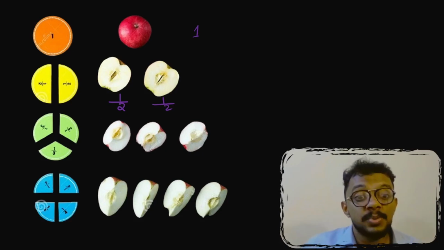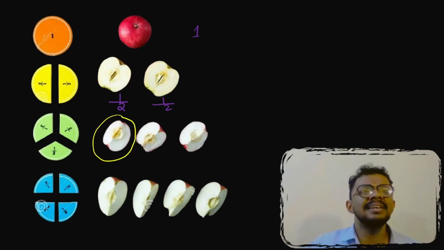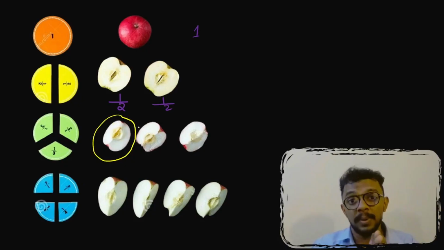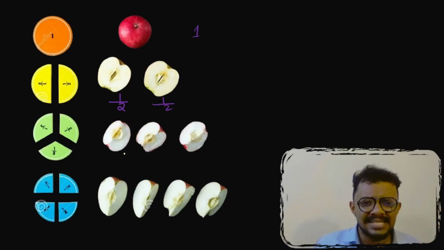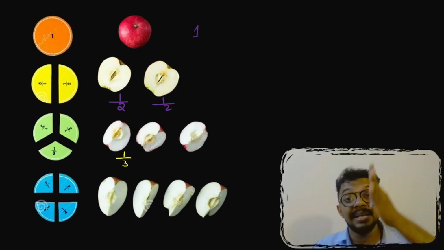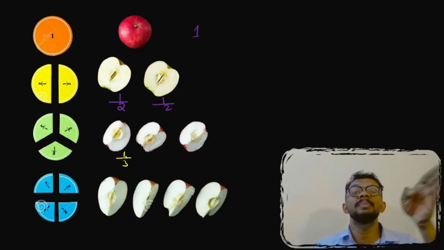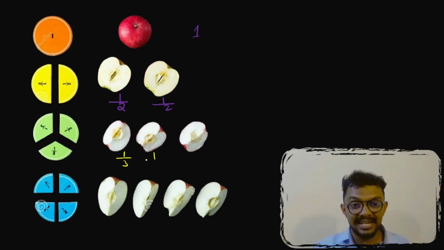What about this one? I cut the apple into three equal parts and took one of them. So how much apple is it? The answer is 1 by 3. I'm cutting a single apple into three equal parts. Taking one of them is called 1 by 3 apple. So this is another 1 by 3 apple. This is another 1 by 3 apple.